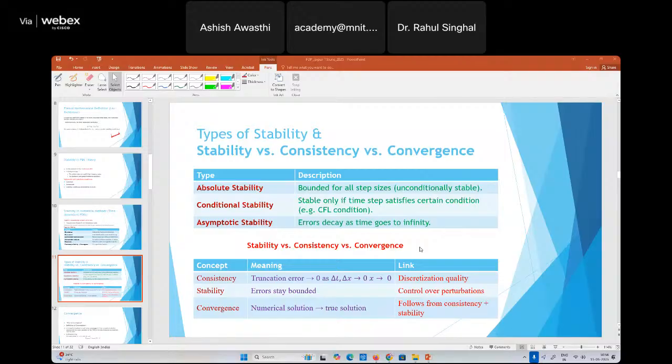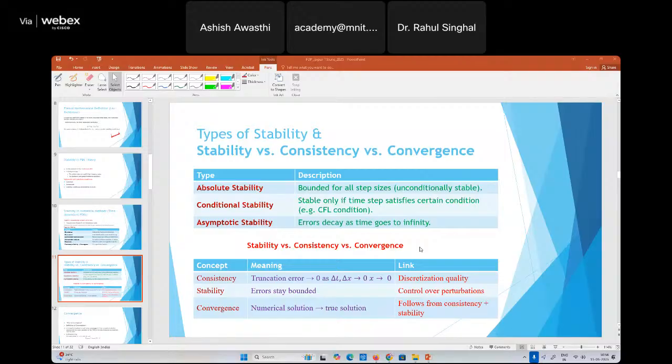How can we check this mathematically in a short duration of time? We use just the idea of the local truncation error. If the local truncation error goes to 0 as the parameter goes to 0, then the error goes to 0, and you can say that the scheme is consistent. That means it talks about the discretization quality.